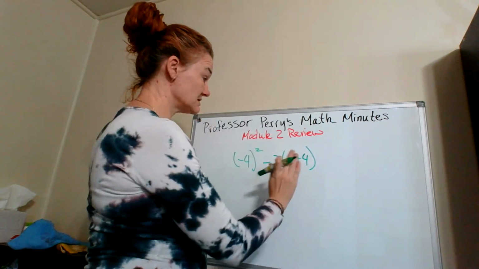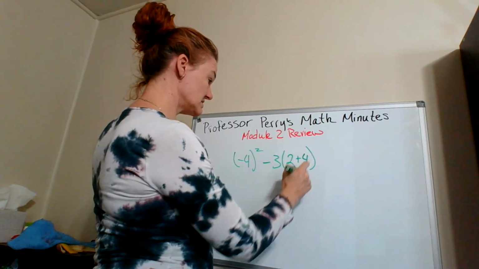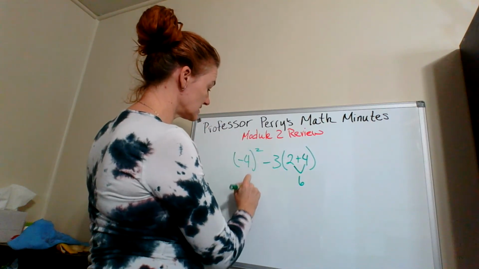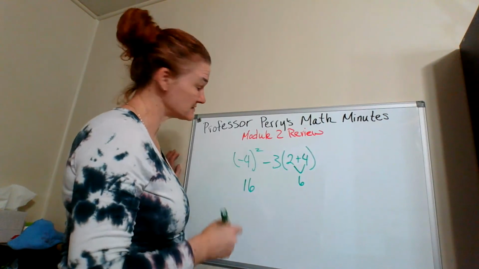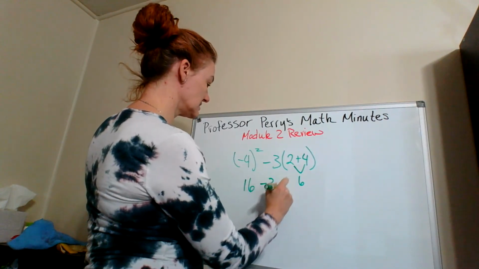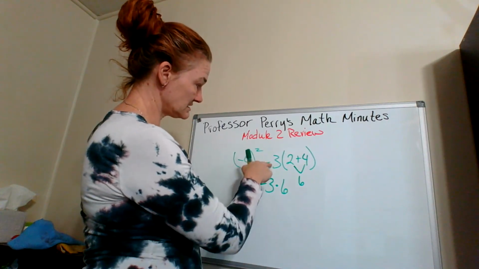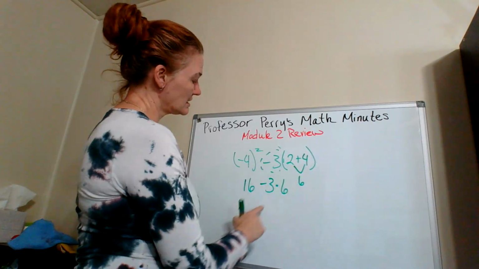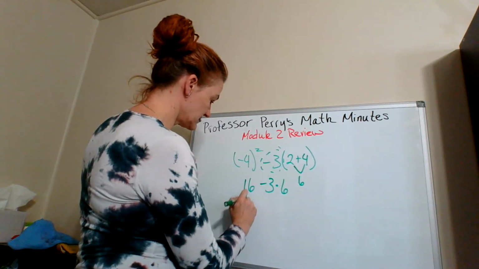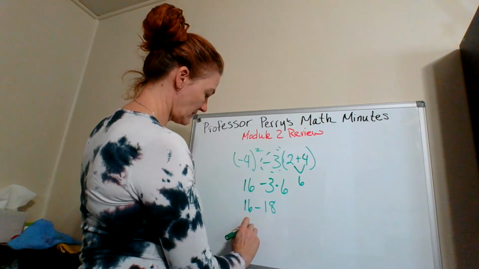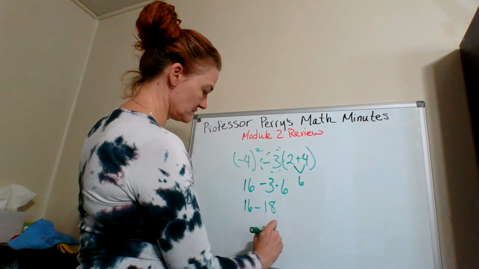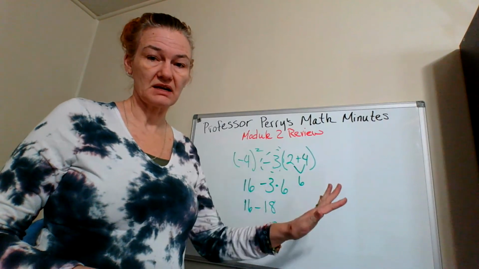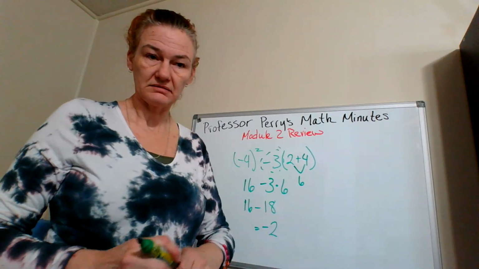So order of operations says parentheses. So this is a 6. Exponents. This is a 16. Negative 4 times negative 4 is positive 16. So I have 16 minus 3, because I still have this 3 right here I have to use, times 6. Multiply is next. So I'm going to have 16 minus 18, and that equals a negative 2. Parentheses. Exponents. Multiply and divide, left to right, and add and subtract, left to right.